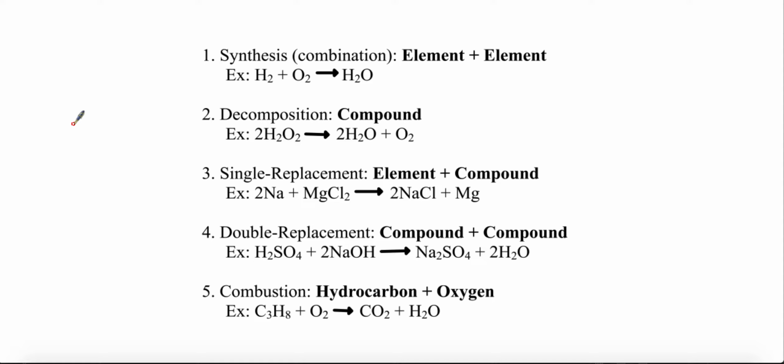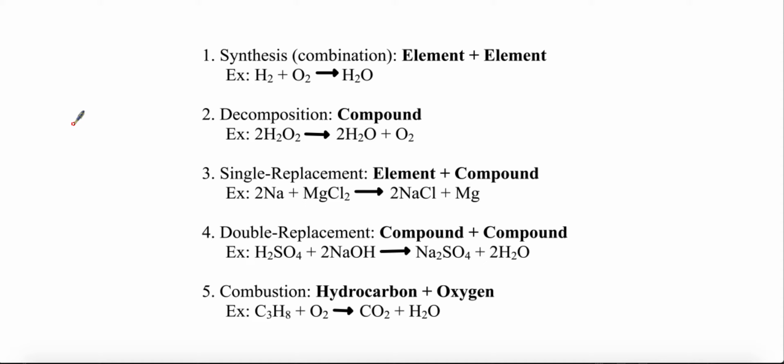So in the combination reaction, if both of our reactants are individual elements, then when they react, they're just going to combine together. So if we take a look at this example, we're going to have elemental hydrogen react with elemental oxygen, and that's going to combine together to make water. Okay, so two elements as reactants are going to lead to a synthesis or combination reaction.